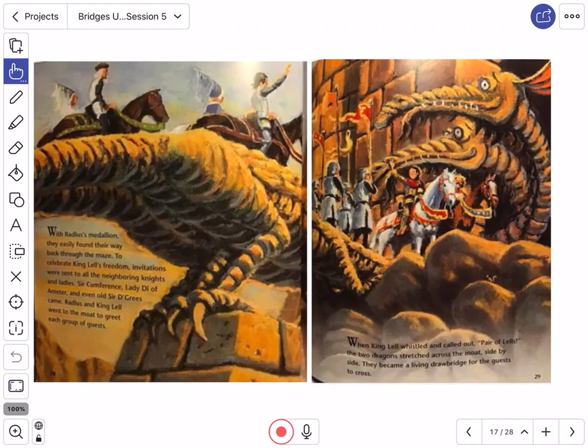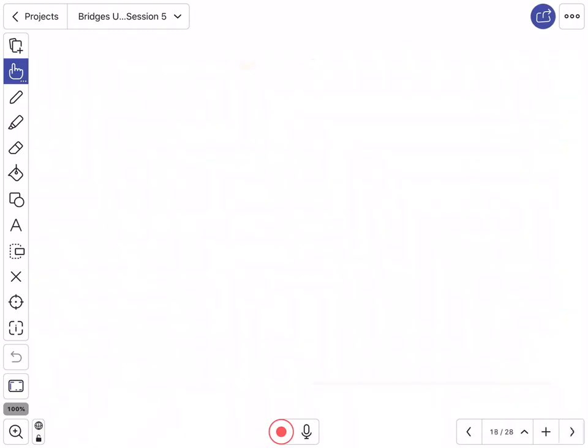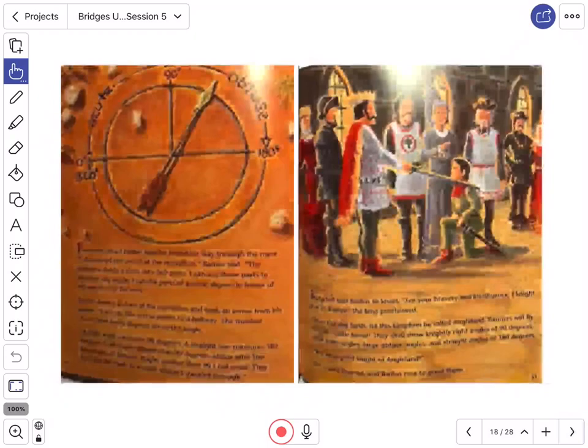With Radius's medallion, they easily found their way back through the maze. To celebrate King Lel's freedom, invitations were sent to all the neighboring knights and ladies. Circumference, Lady Di of Ameter, and even Sir Degrees came. Radius and King Lel went to the moat to greet each other and their guests. When King Lel whistled and called out, Pair of Lels! The 2 dragons stretched across the moat, side by side. They became a living drawbridge for the guests to cross.